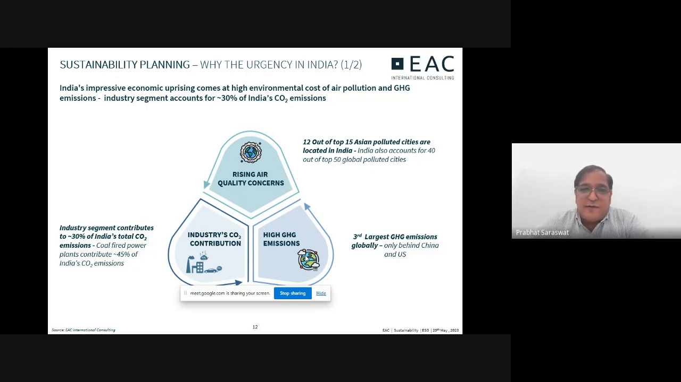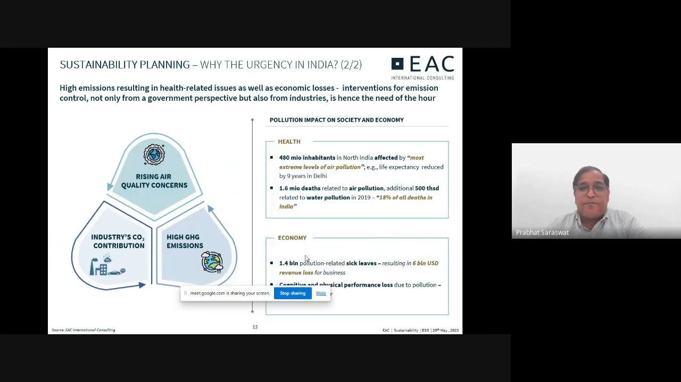We are a developing country and our economy is growing, but at what cost? Ultimately, energy is required for the development of any country. Industry contributes around 30% of the GHG emissions in India. We have the most polluted cities across the Asian countries: out of 15, 12 cities are from India. And we are the third largest GHG emitter globally.